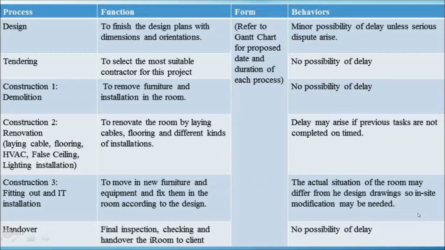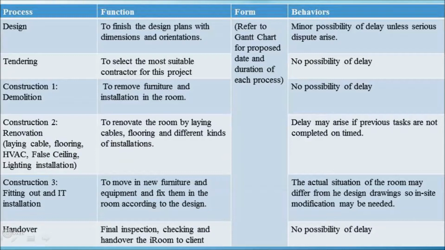And for construction, we subdivide it into demolition, renovation, and fitting out and IT installation. For demolition, it includes removing the furniture and installations within the original room, and there is no possibility of delay. And for renovation, it is to renovate the room by laying the cables, flooring, and also different kinds of installation. And delay may arise if the previous tasks are not completed on time.